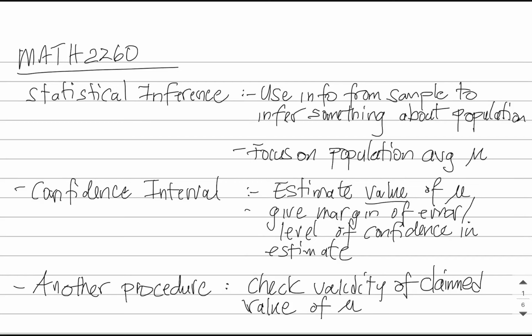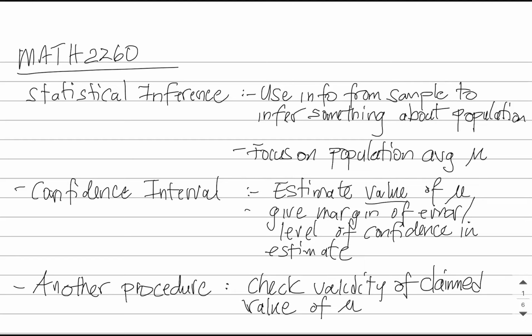We're in the final portion of the course where we're talking about something known as statistical inference. That means we take information from a subset of a population called a sample, and we use that information to infer something about the population. Now, just to keep things concrete, we're going to focus on the population parameter known as the average, mu.